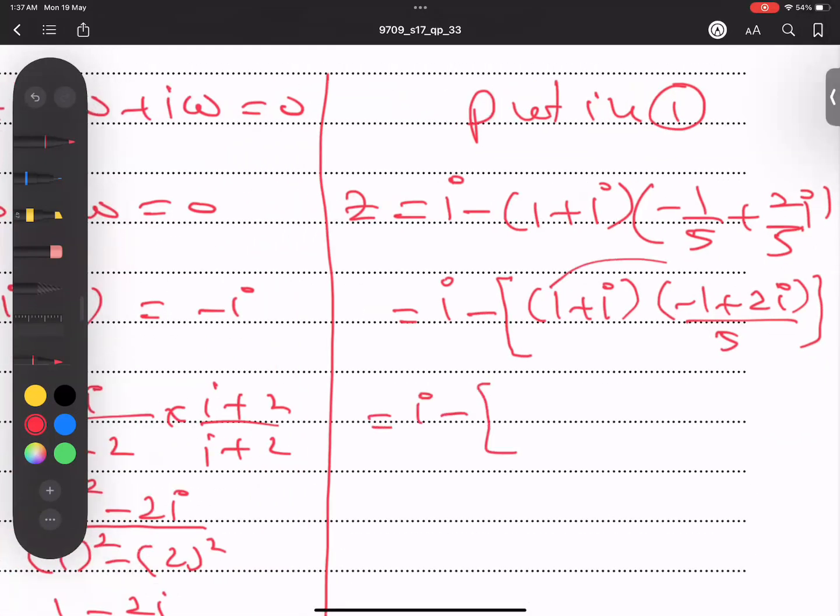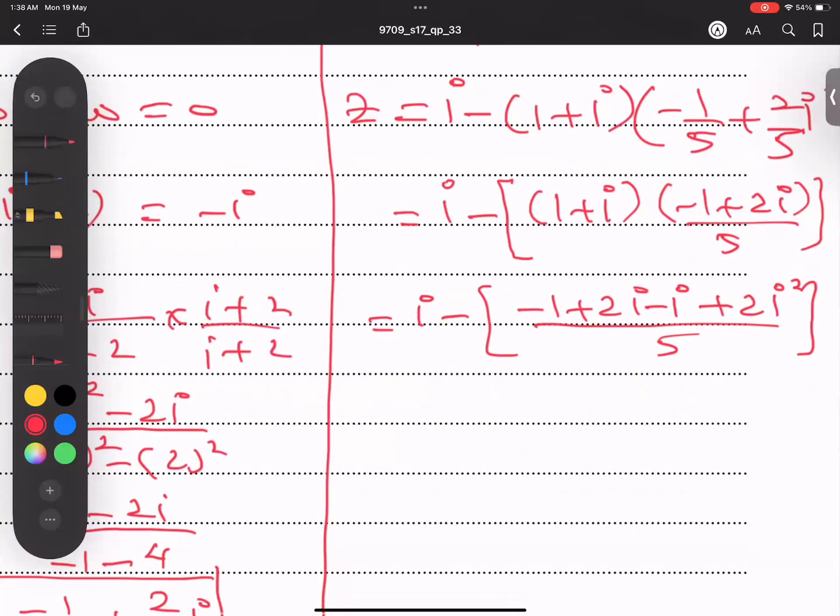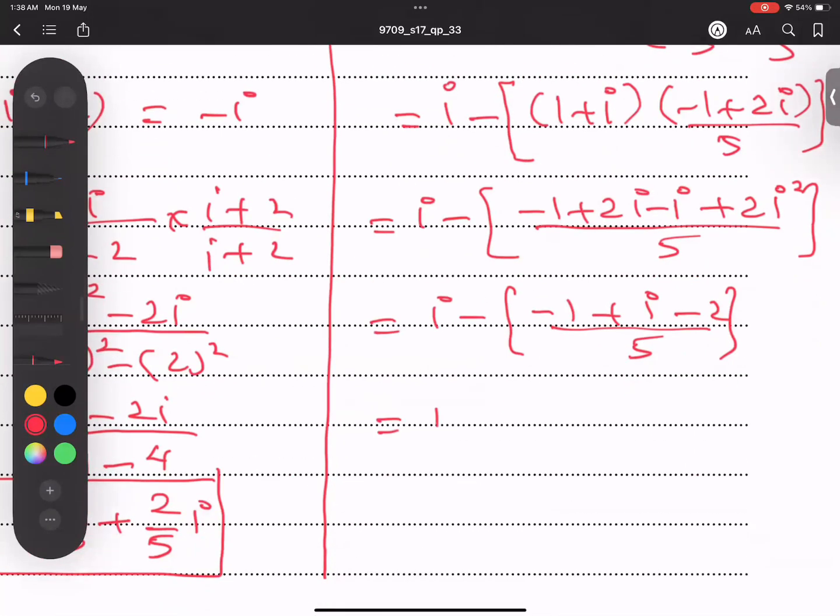So what is happening inside? 1 into 1. I got -1 and plus 2 iota, then it's multiplying here, negative iota, and I got a plus 2 iota to power 2, and down I write 5. And then what is the next plan? So next plan is, this -1, these two values will give us plus iota, and this is a -1, so I got a -2 over 5. And finally, I can write this one, and this I got in a bracket, -3 plus iota over 5.